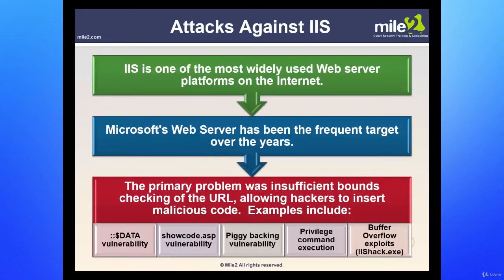We also had attacks specifically against IIS. At one point in time, IIS was very high up on the list of web servers out there, even though Apache servers are now taking over. But needless to say, the primary problem was insufficient bounds checking in the URL, allowing hackers to insert malicious code and so forth. Some examples of these old attacks are the $$ data vulnerability, the show code ASP vulnerability, piggybacking vulnerability, privilege command execution, and the popular buffer overflow exploits using the IIS-hack.exe tools and so forth.